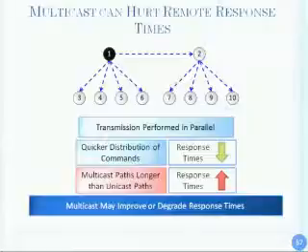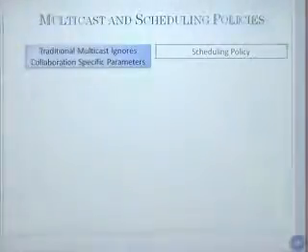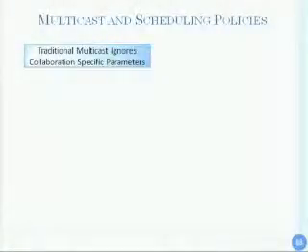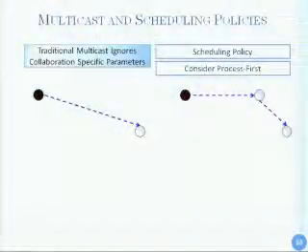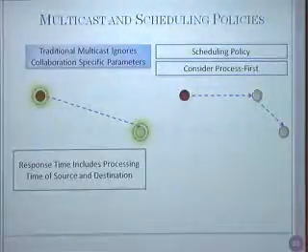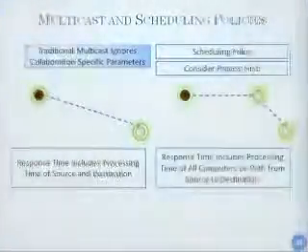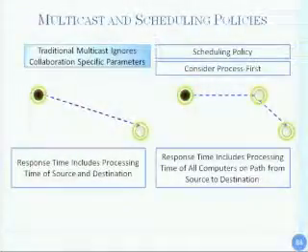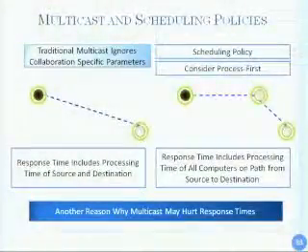Another interesting issue with multicast is that the traditional multicast schemes don't consider all collaboration parameters, namely the scheduling policy. Okay? So suppose we're using the process first policy, and let's look at the remote response times in this unicast and multicast scenario of the user down here in the corner. With unicast, the remote response time includes the processing time on only the source and the destination, while with multicast, it includes the processing time of all of the computers on the path. Okay? So this is yet another reason why multicast can hurt response times.